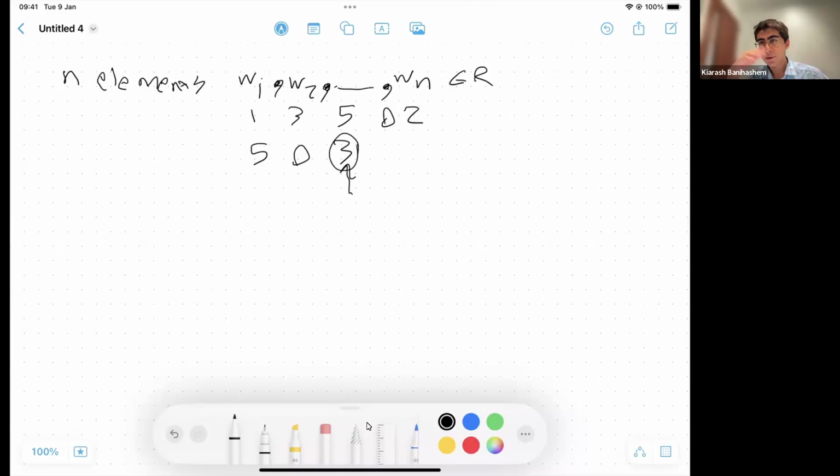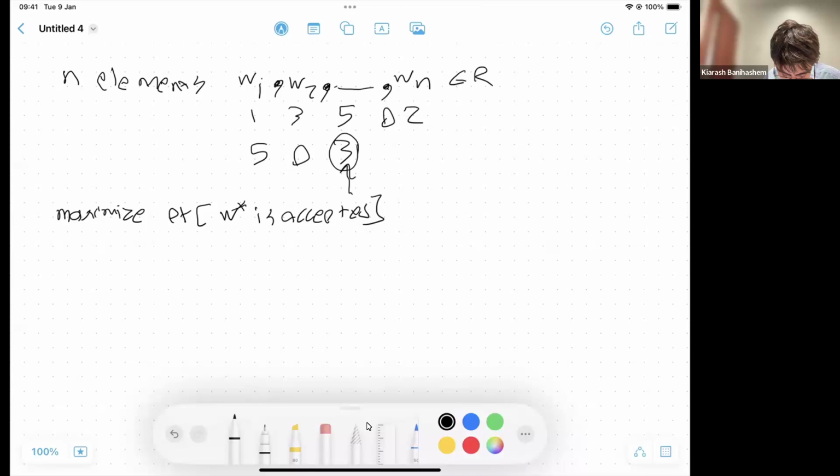In this case, whether or not I think of these as numbers wouldn't be important. There are two notions I can consider. Notion one is to maximize the probability that, let's say, W star is accepted, where W star refers to the maximum element. The second notion I can consider is to maximize the expectation of the accepted element. And just to clarify, I can only accept one element.